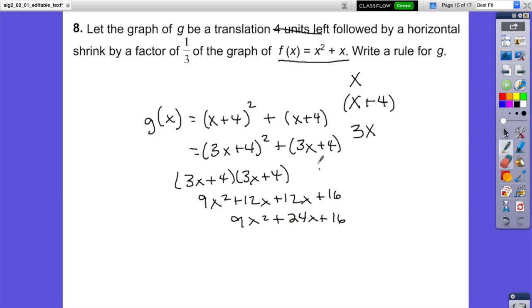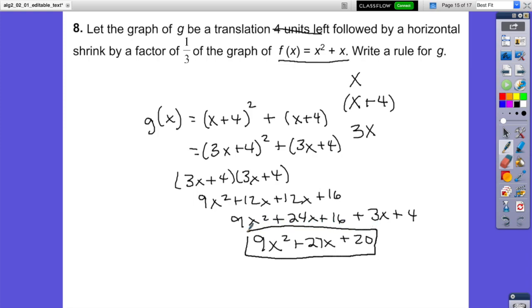Now that's just this first part. Now we have to simplify and add the rest of it. Plus 3x plus 4. So now we're going to collect like terms. So it's going to be 9x squared plus 27x plus 20. And that is going to be your final answer. Now I think I'm going to say that I definitely want you to multiply it out. That's why I wanted you to review your Algebra 1 skills on IXL if you need to.